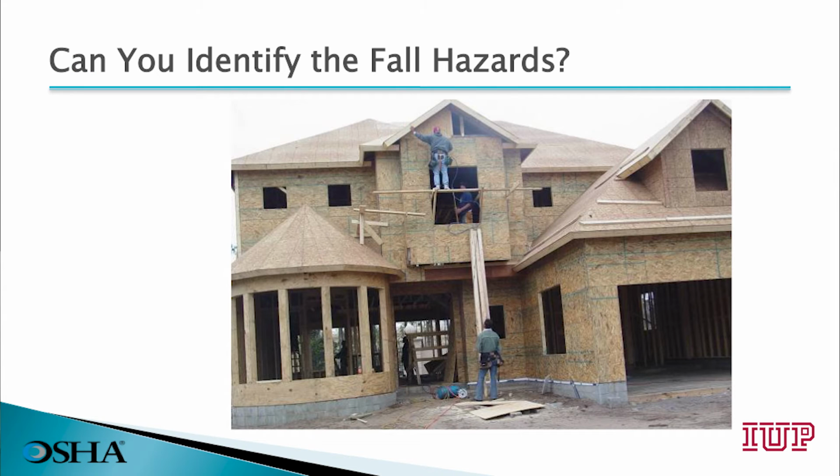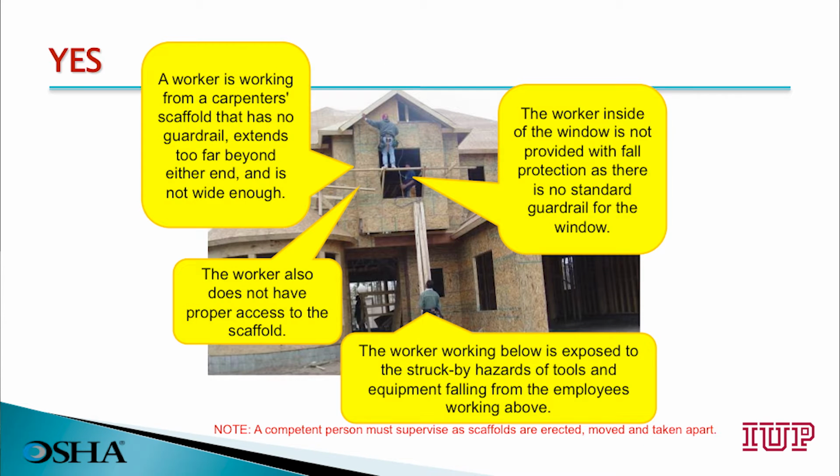Are you able to identify the fall hazards on this residential construction job? There are several. We have a worker working on a carpenter scaffold with no guardrails, extending too far beyond either end and is not nearly wide enough. The worker does not have any proper access to the scaffold. We have a worker inside the window that's not provided with fall protection, and there's no standard guardrail to protect that worker. The worker working below is exposed to struck-by hazards of tools or equipment that may fall from the upper scaffold.